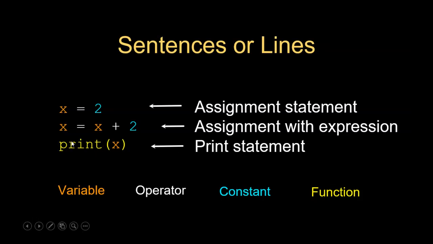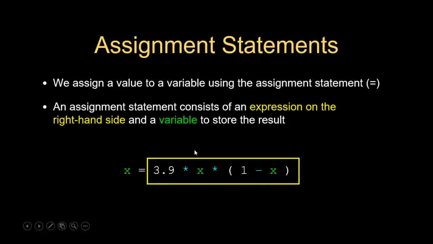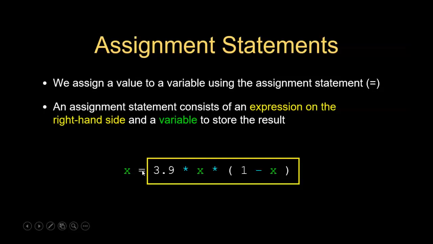Anyway, then our print statement, which we're going to use to print out our variable, which in this case will print out the number 4. We assign a value to a variable using an assignment statement. The single equals means we're assigning something to the variable. And this one here is showing us that it's an expression. So expression on the right-hand side of the equal sign, variable on the left-hand side, and the assignment operator in the middle.